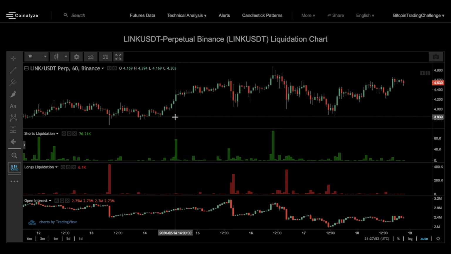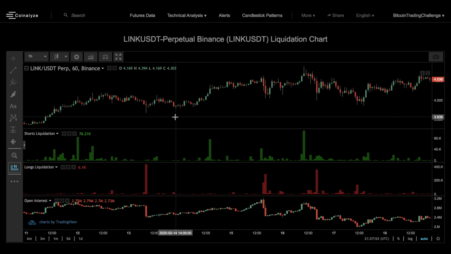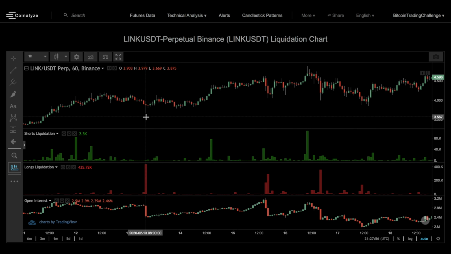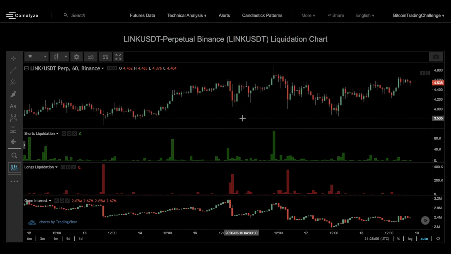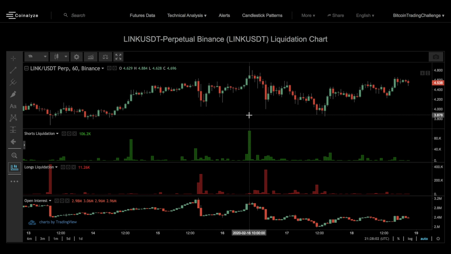We see 76K liquidations here. Yeah, okay, that's pretty, but it's not anything close to 435,000. But look at this. We see 106,000 liquidated shorts. That is a lot.